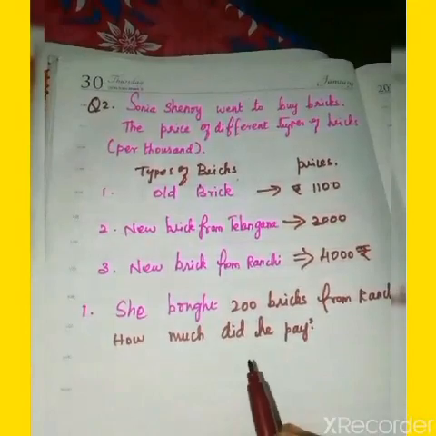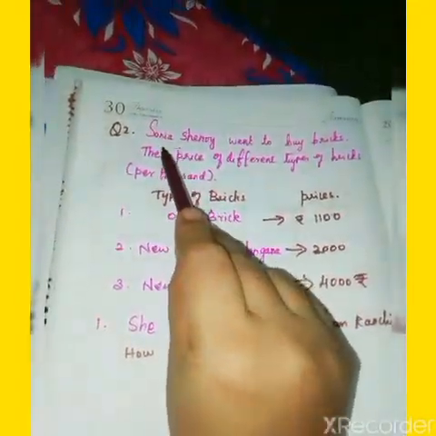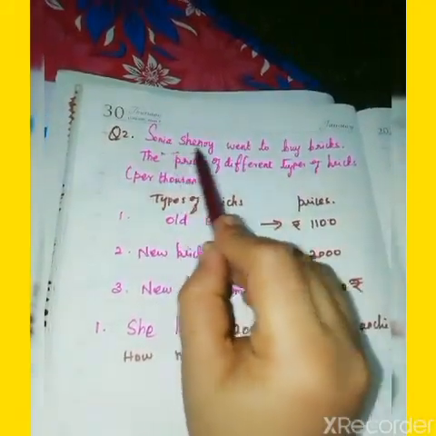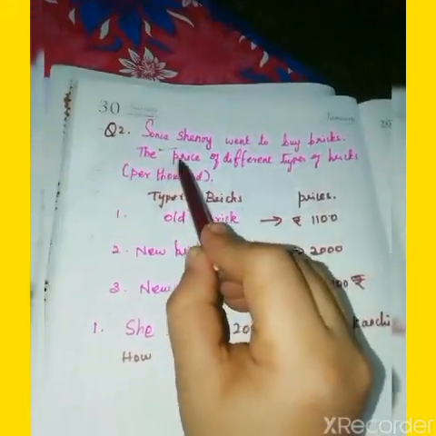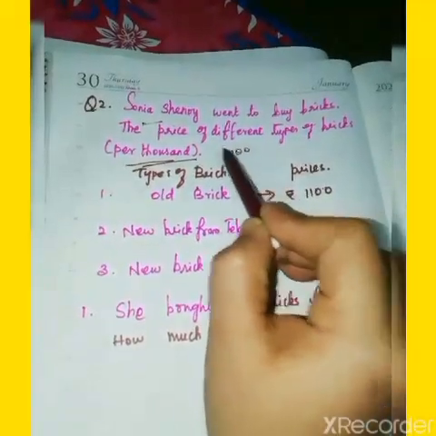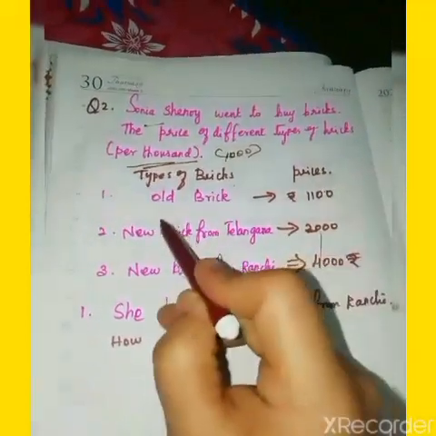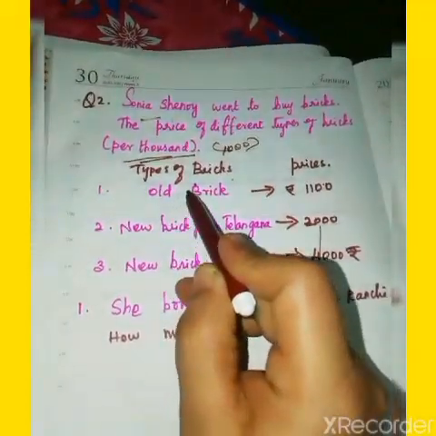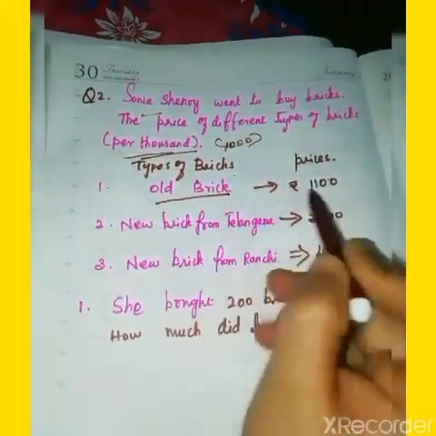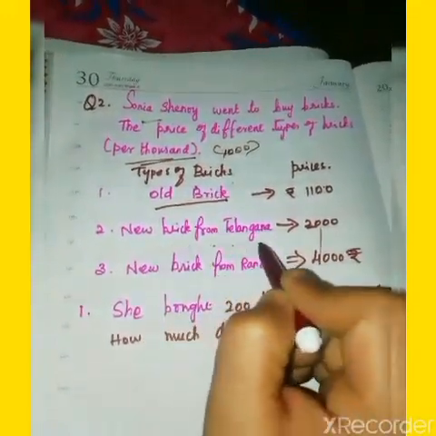You just see this. So now you're going to solve some problems. I have written a question over here. Sonia Shinoy went to buy bricks. She was a girl who went to buy bricks. The price list of different types of bricks per thousand, that is 1000 bricks, is given over here. There are only two types of bricks, but they are brought from different states. Old brick, rupees 1100, new brick from Telangana.